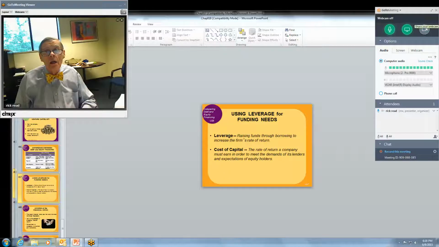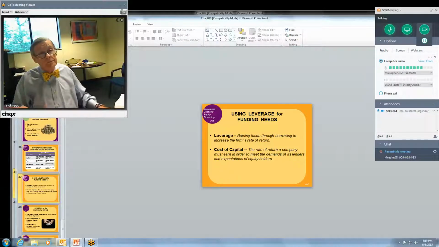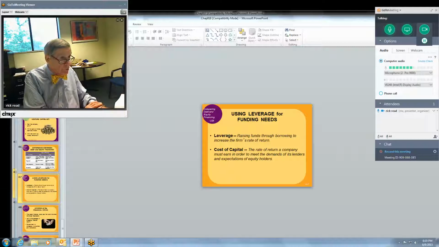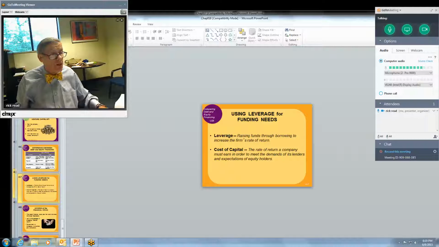You can leverage by raising funds through borrowing to increase the firm's return rate, the cost of capital. You must earn that to meet the demands of lenders, the expectations of equity holders, etc. So you have to be careful about leverage, and you have to be careful with the cost of capital.